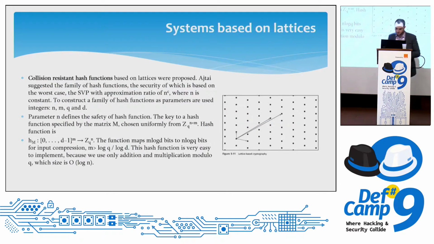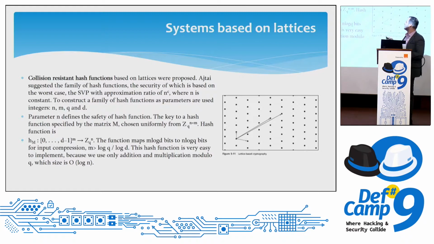So here is our lattice, yes? And Ajtai suggested the family of hash functions. Its security is based on the shortest vector problem, yes?